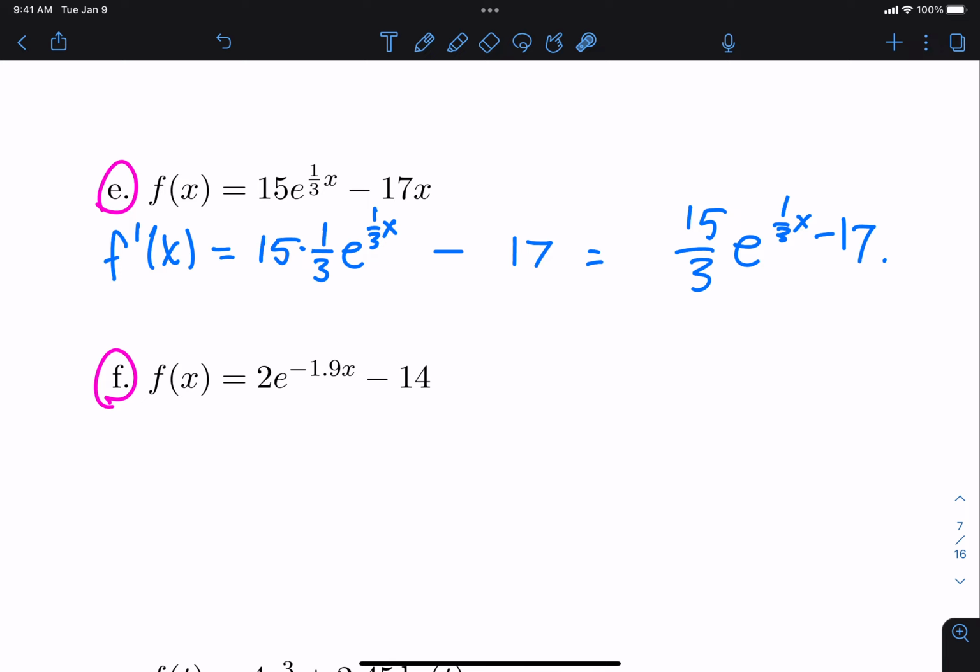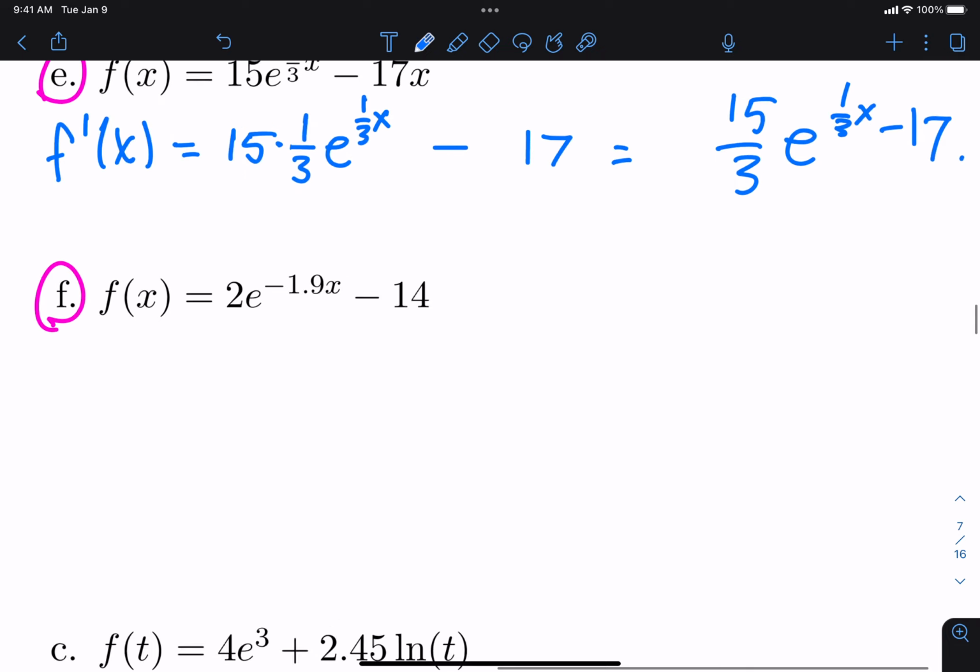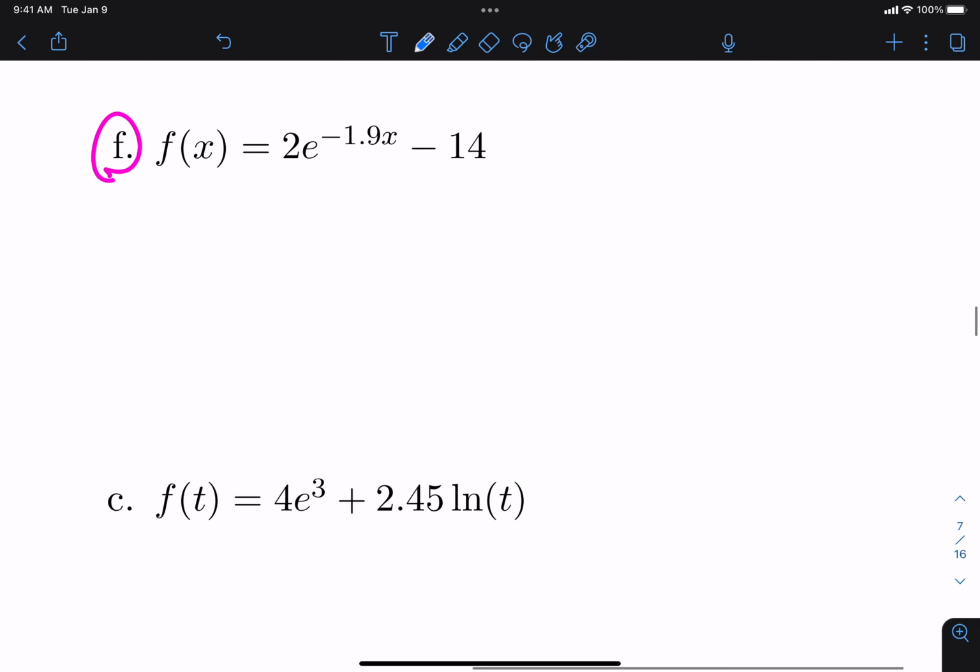Okay, let's do one more just for good measure. 2e to the minus 1.9x.